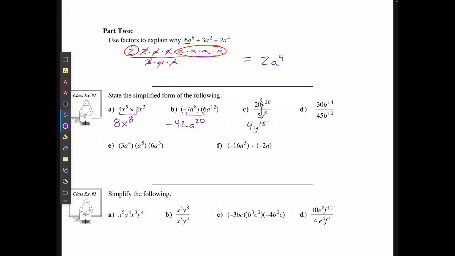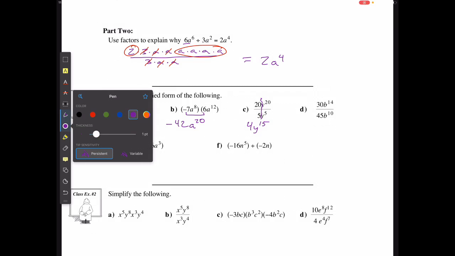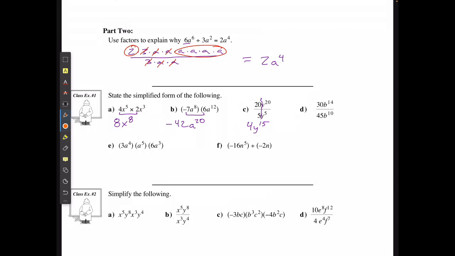Now, when I get to example D, I can see that for this one, 30 divided by 45 doesn't divide out evenly. So all I can do is reduce this fraction. So 30 divided by 45 is going to be the same as, if I divide the top and the bottom by the common factor of 15, 2 over 3.